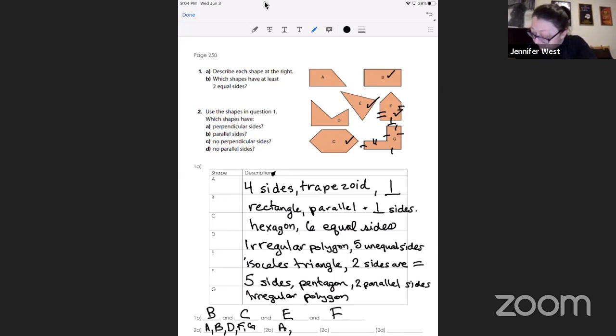2B. Which has parallel sides? A, because these are parallel. B, D, because D actually has some parallel sides here. And F and G. 2C, which has no perpendicular sides? Well, C and E do not. And which has no parallel sides? C and E.